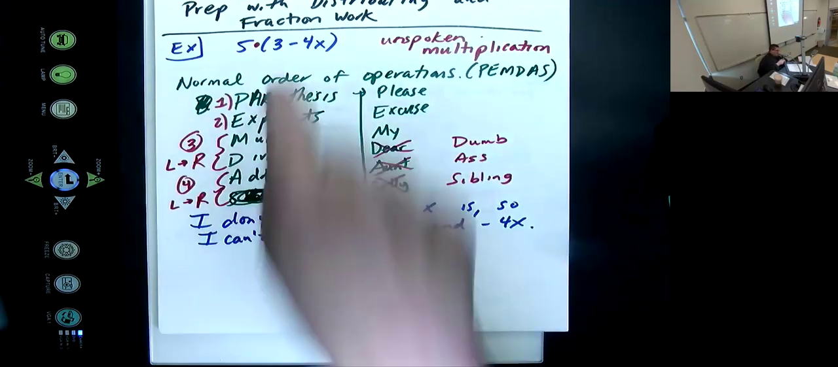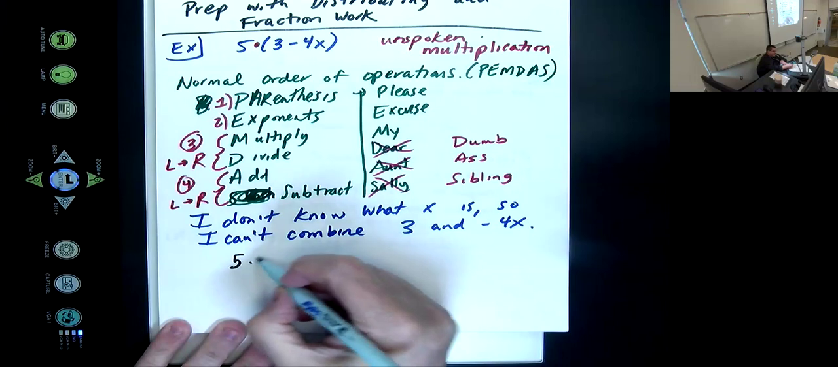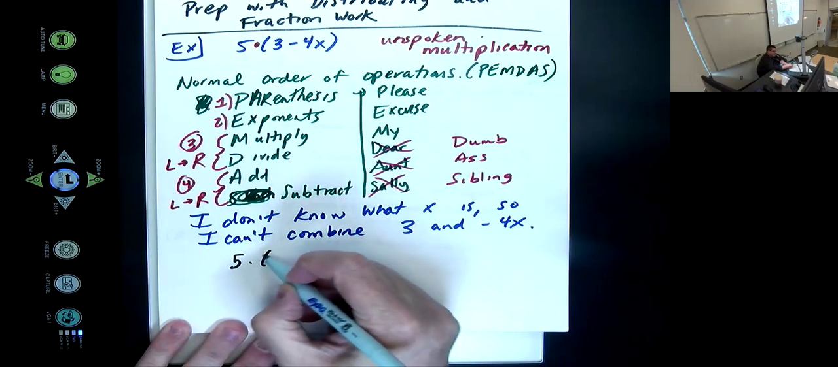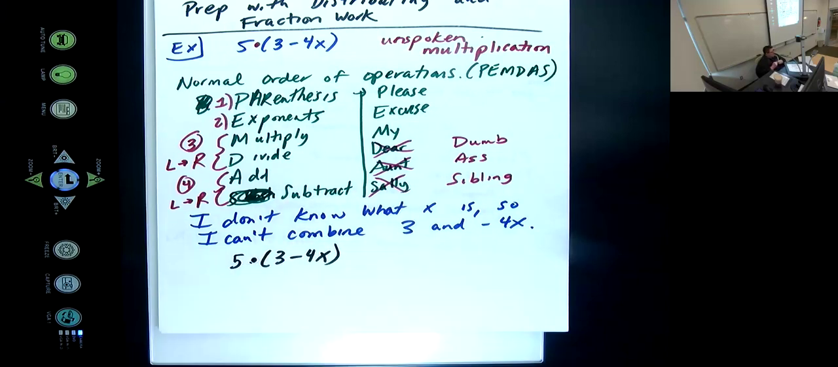All right, so we're back to the 5 times (3 minus 4x). Let me pause a second, make sure everyone's caught up with me. And normally we don't put this little dot here, but I'm putting it there for now.